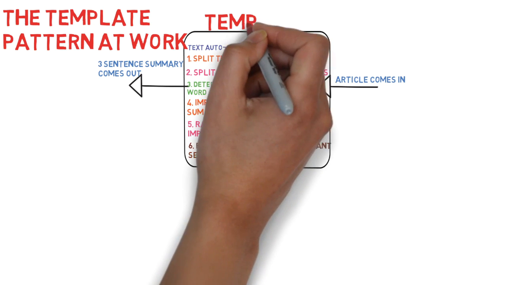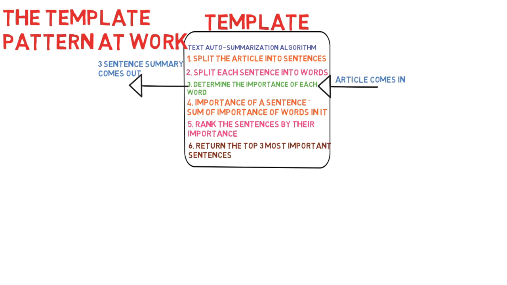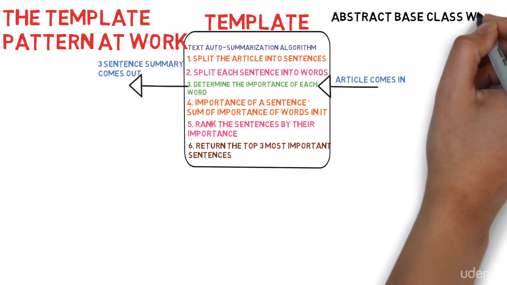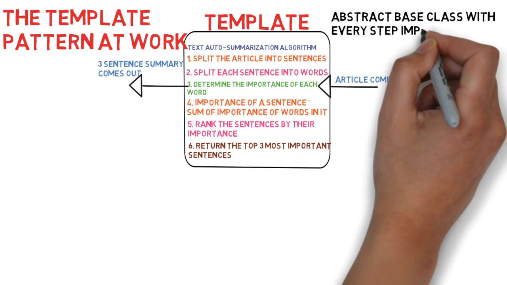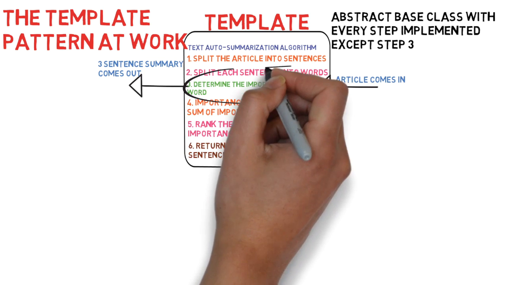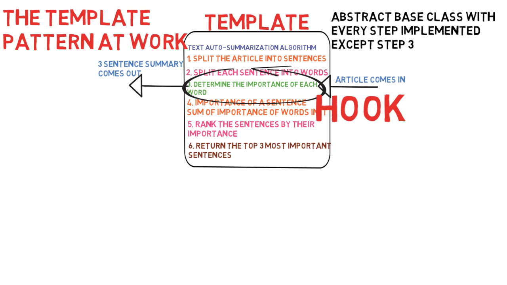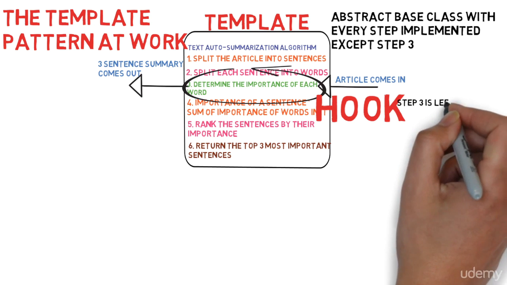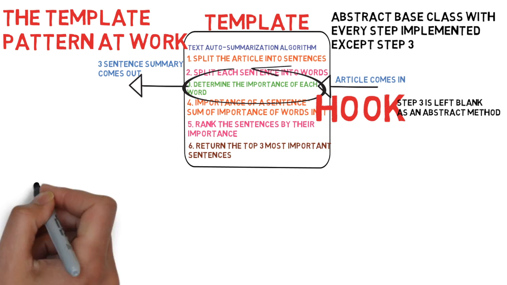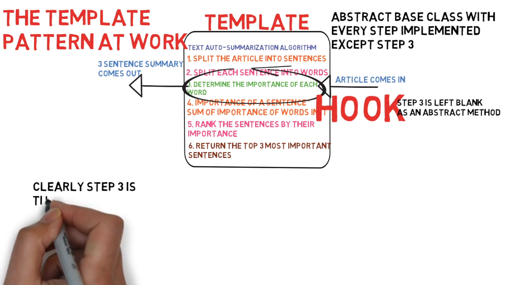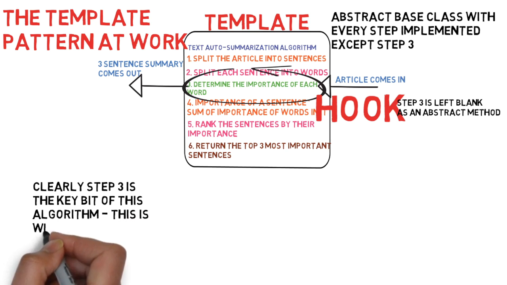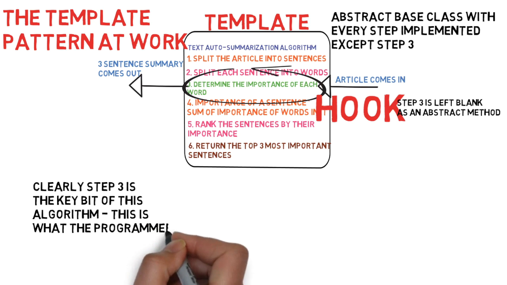The algorithm should be very straightforward and clear to you at this point. This is the template. Now, what do we do after this? This is an abstract base class with every step implemented except step 3, determining how a word is important. What determines the importance of a word has not been implemented. This is the hook. Step 3 is left blank as an abstract method, and it's for you as a user to specify what makes a word important for you. Step 3 is obviously a key bit of this algorithm. It basically determines which 3 sentences will come out. It's the nub of the algorithm, as it were. This is what the programmer customizes.